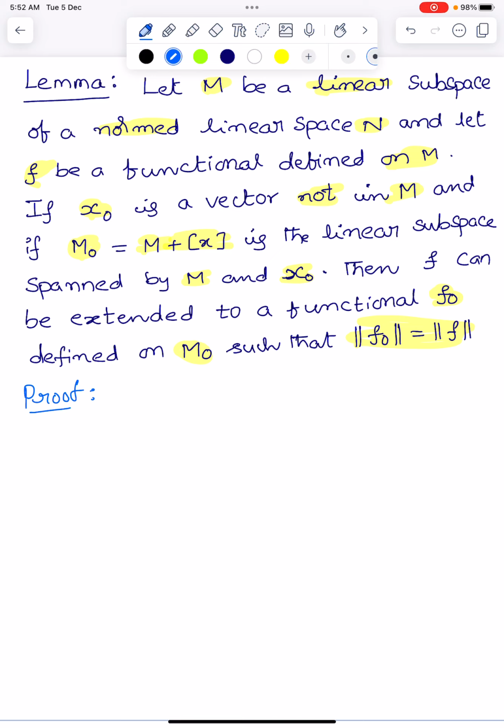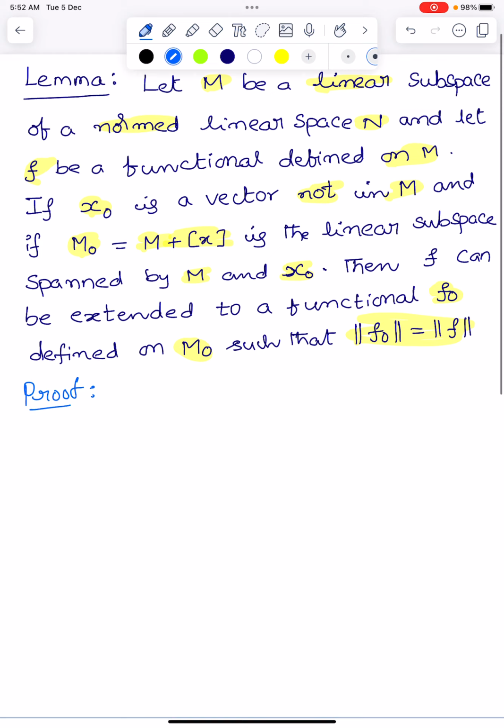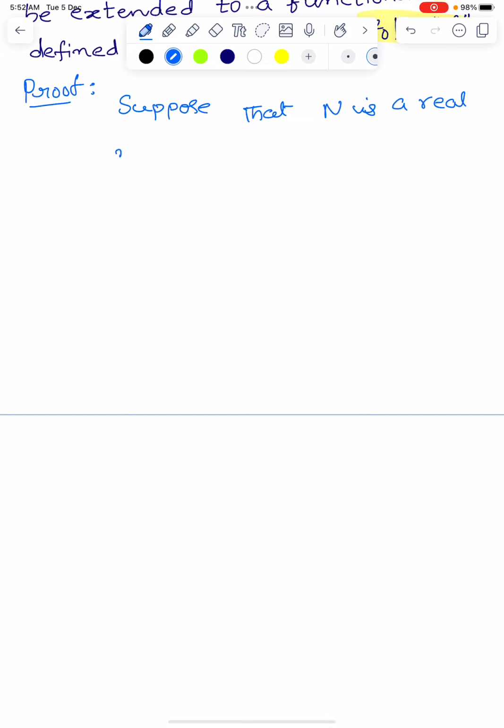We prove this lemma. This is very, very important to prove the Hahn-Banach theorem. So, let us start. Suppose N is a real normed linear space.